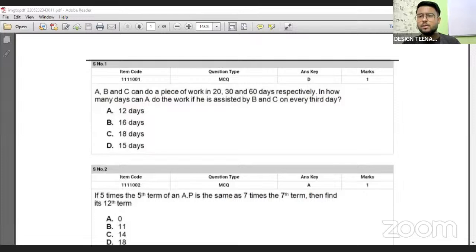I hope my screen is visible. Yes. Great. So let's start the session now. Just hold on a second.